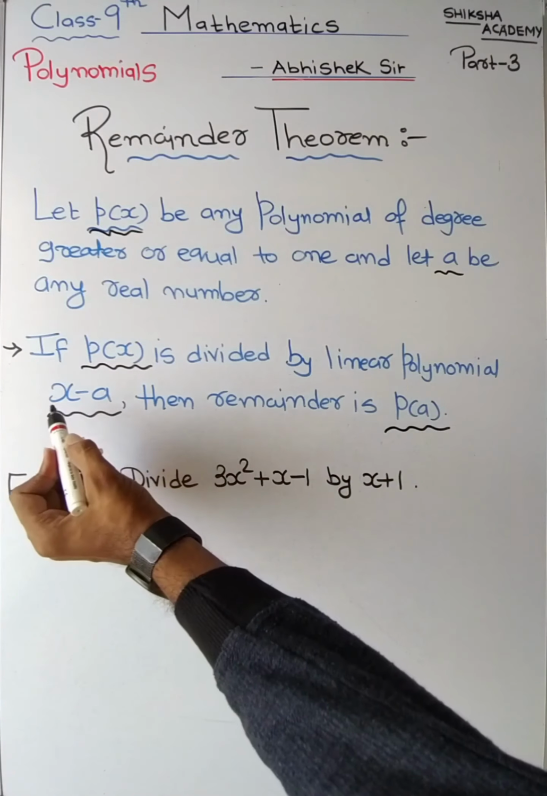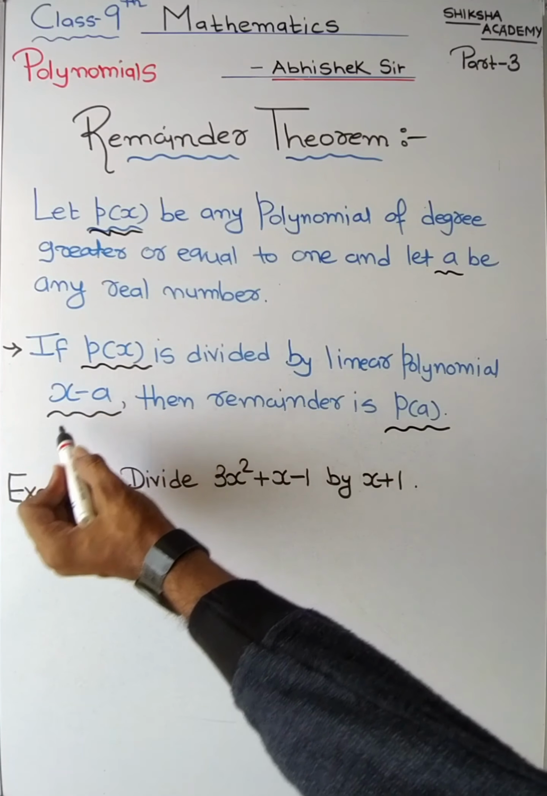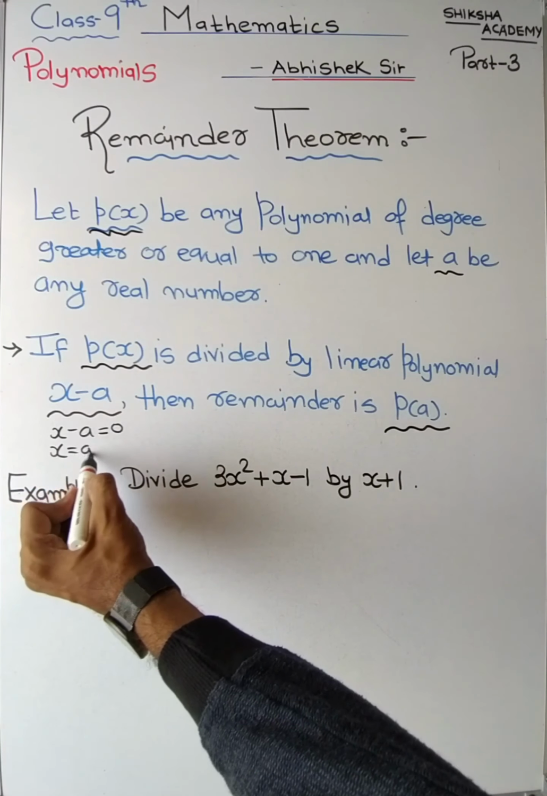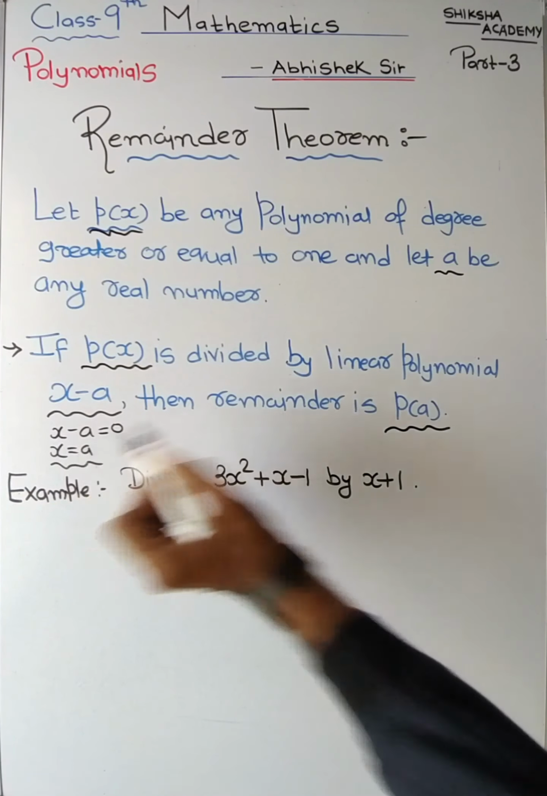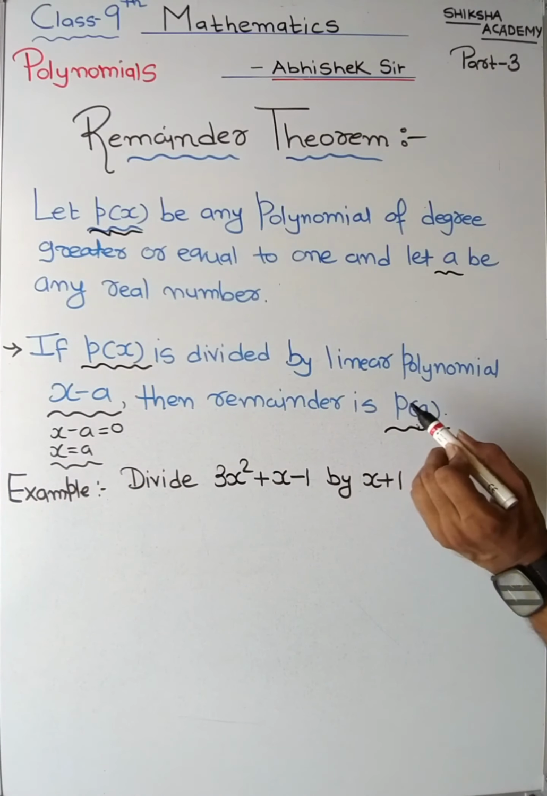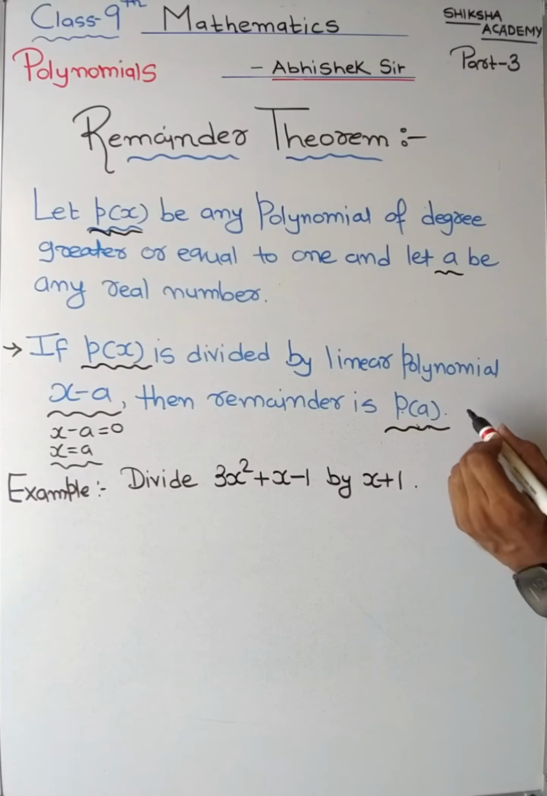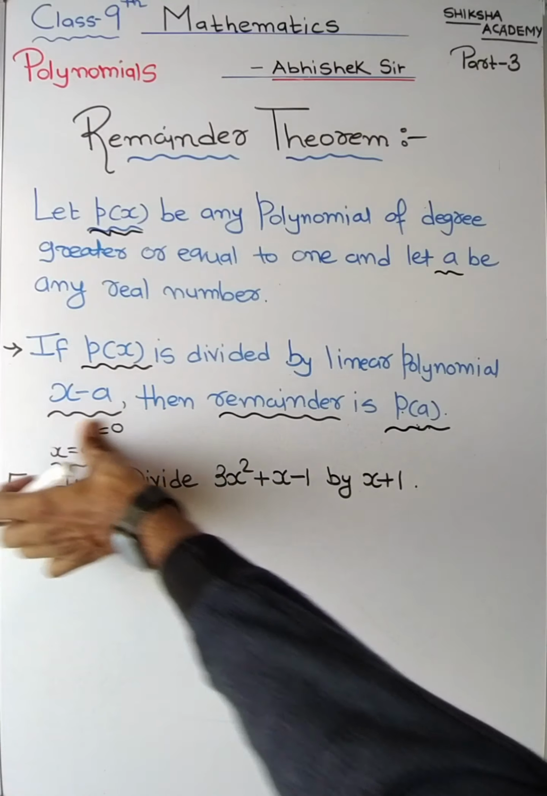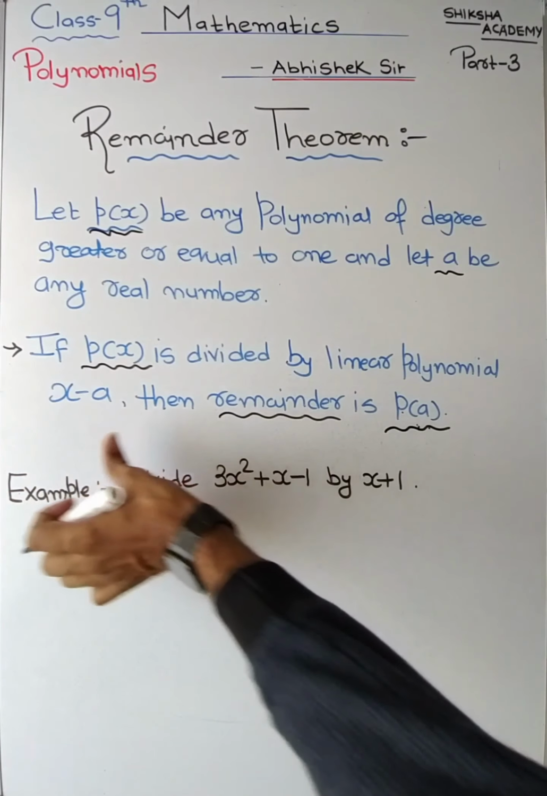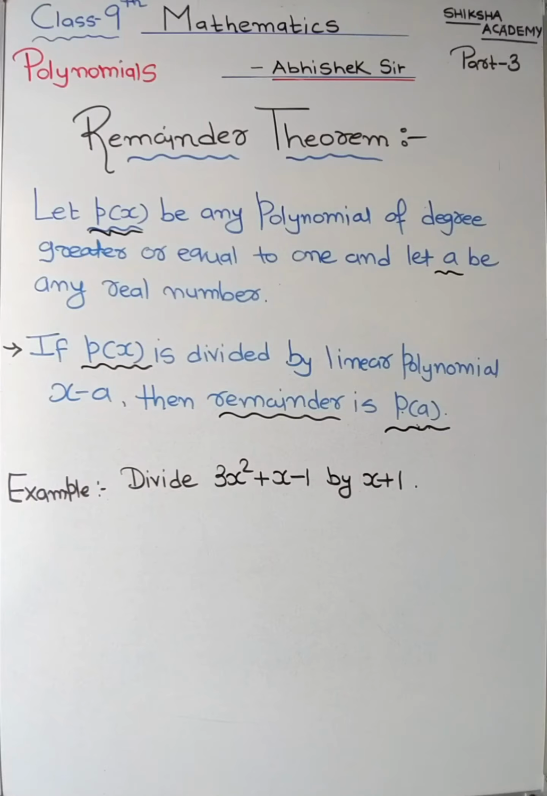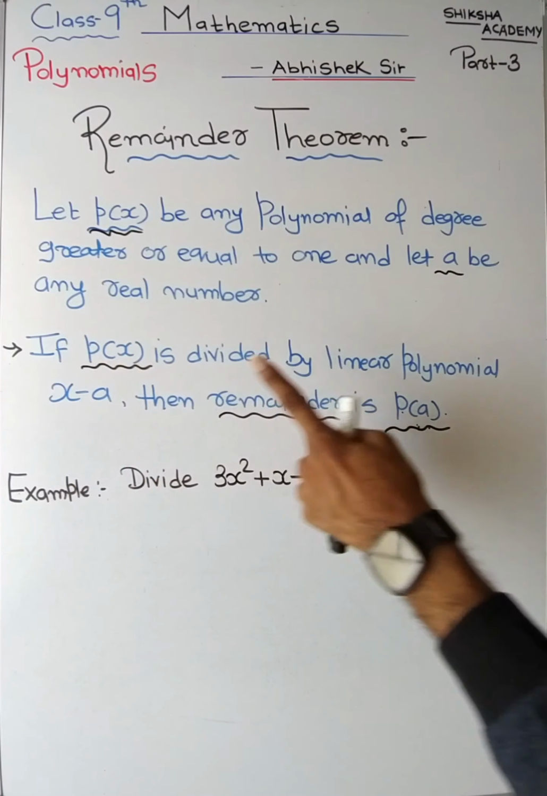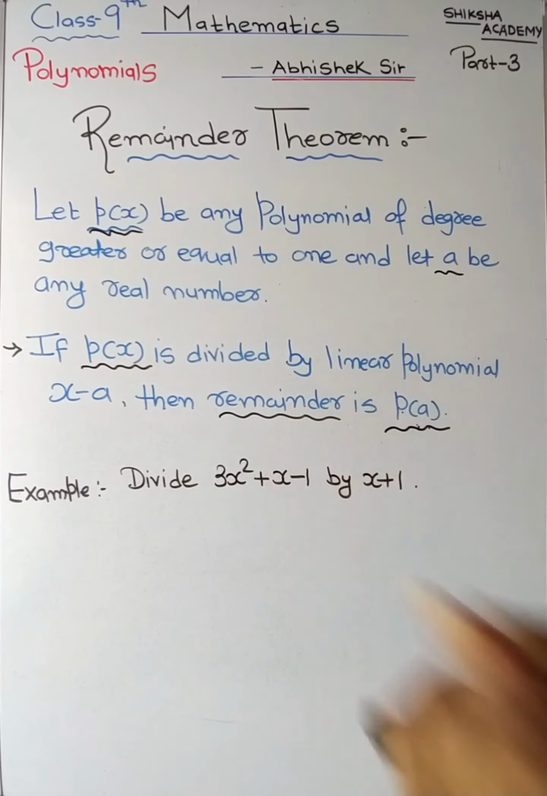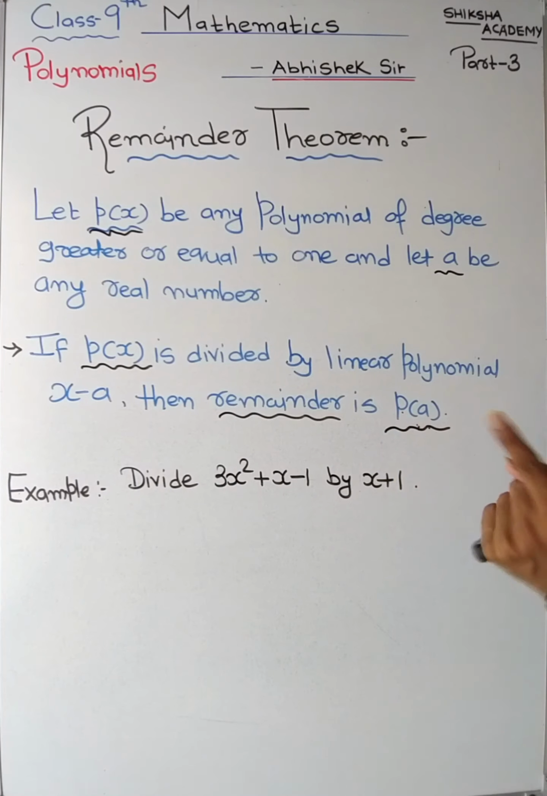That means if this is compared with 0, x minus a equals 0, x becomes a. Clear? And if this value we are putting, instead of p of x we are putting p of a, then the final answer will give us the remainder. Clear? So this is the statement. We don't have to actually remember the statement, but still, if polynomial p of x is divided by another linear polynomial x minus a, then the remainder will be the value p of a.